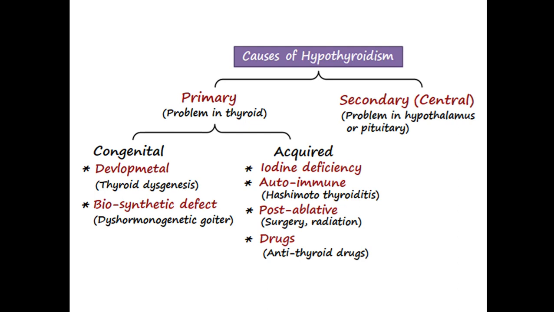The third most common cause of hypothyroidism is post-ablative hypothyroidism. Sometimes we do surgery for some problem, for example, for a tumor, or for an enlarged thyroid goiter in case of hyperthyroidism, multinodular goiter, for an adenoma, or for any other problem. But during surgical removal of the thyroid gland, we remove so much thyroid tissue that the remaining thyroid gland is unable to produce the required amounts of the thyroid hormones.